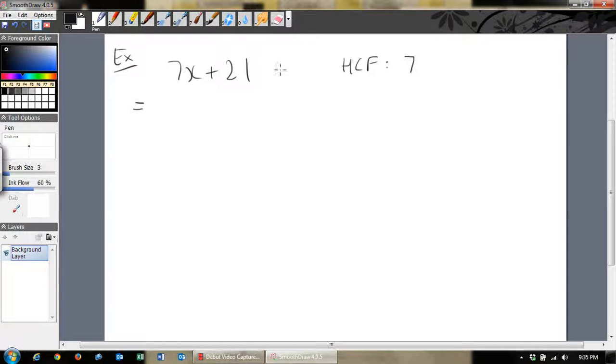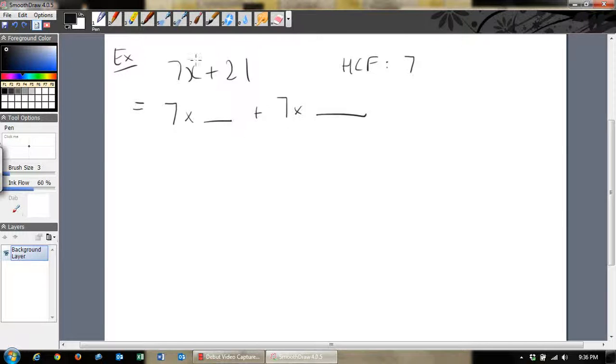Well, 7 will go into both of those. And here we've got x, and there we've got no x. So because there's no x there, there can't be any x in the highest common factor. So the highest common factor is just 7, because no x's go into this 21 term here. So what we need to do is put 7 outside of our bracket. In fact, I'll take it even slower. What I'm going to do is write that as 7 times something plus 7 times something. And we just have to figure out what these two somethings are, and then we can move forward.